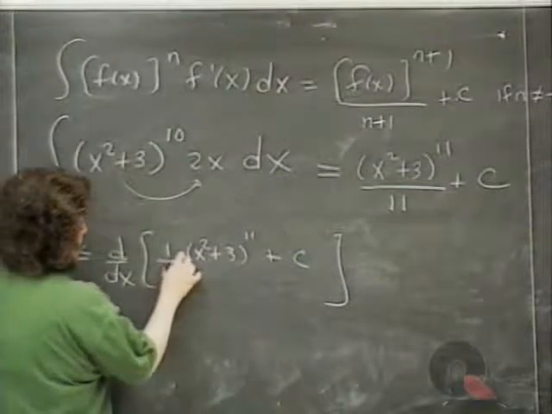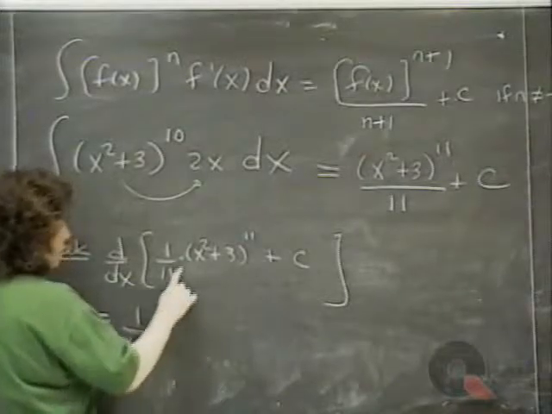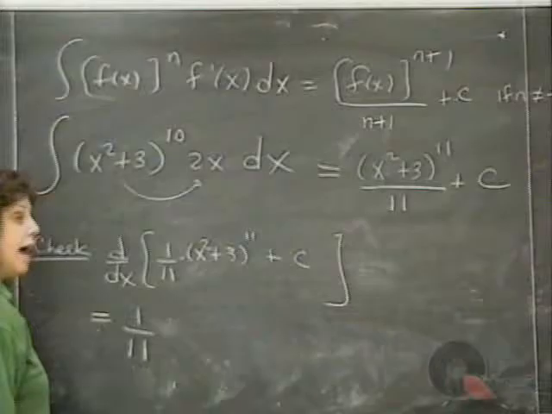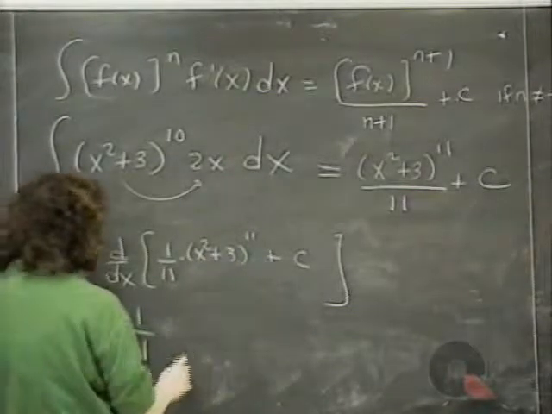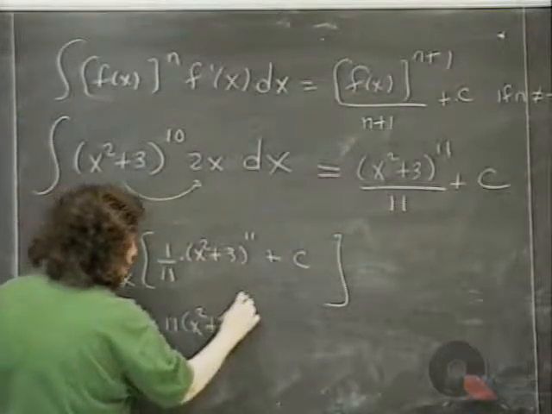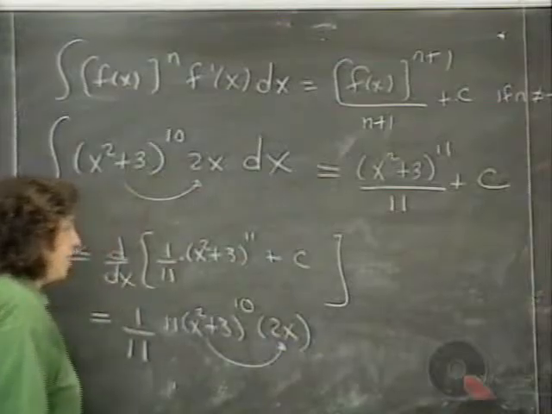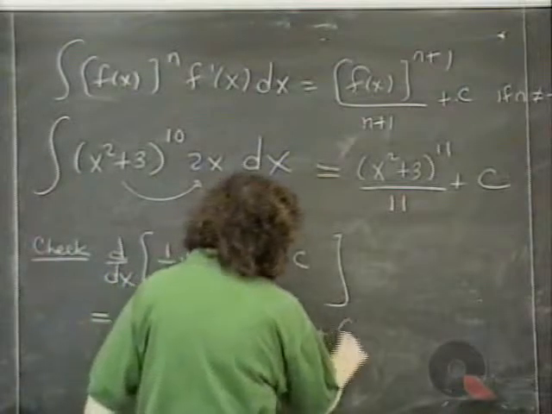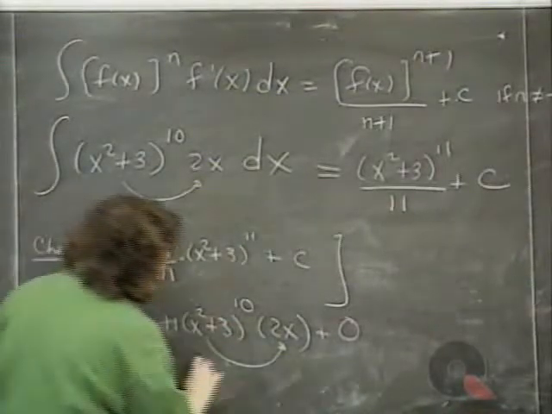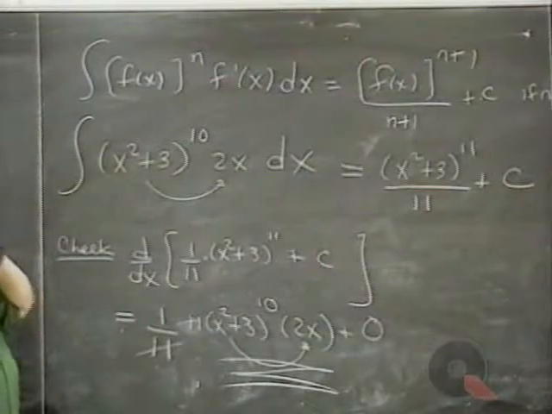Okay, so it's a constant times a function. The derivative is the constant times the derivative of this function. Now, what is this? This is x squared plus 3 to the 11th power. How do you differentiate something to a power? It's the power times x squared plus 3 to the 1 less power times the derivative of the inside. There's your chain rule. Now, the derivative of the constant, of course, is 0. The 11s cancel, and we have x squared plus 3 to the 10th times 2x, exactly what you started with.